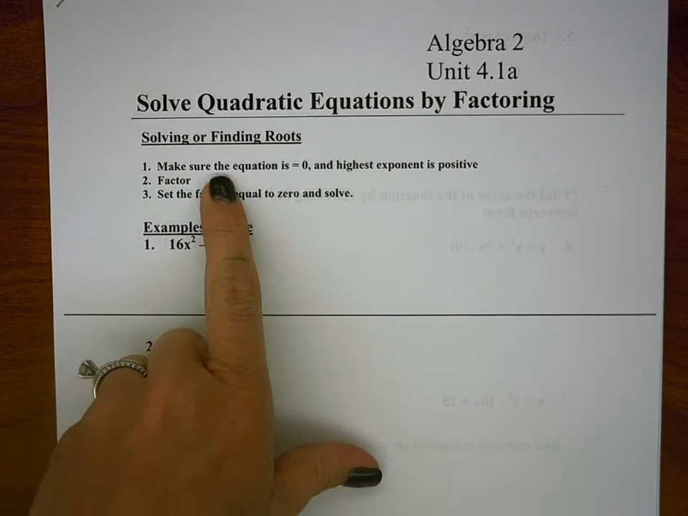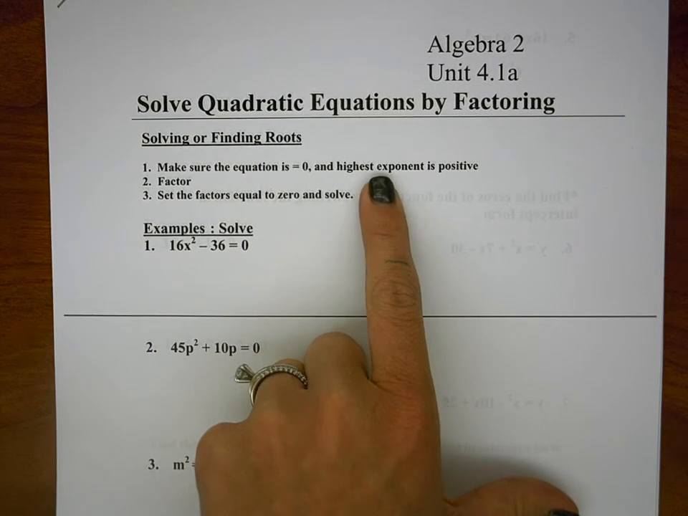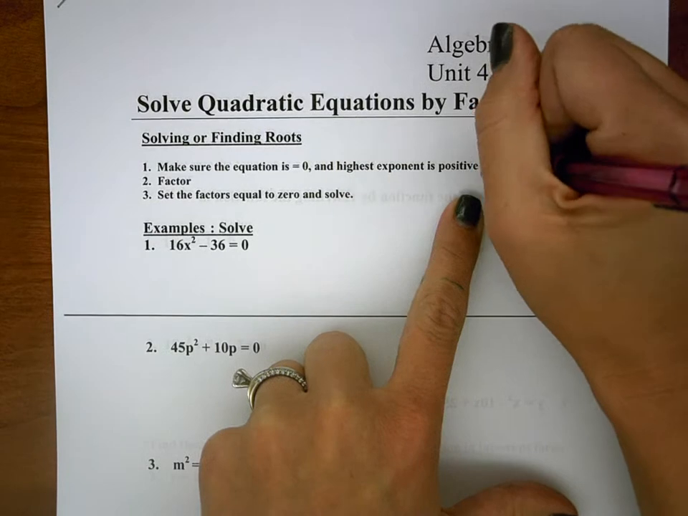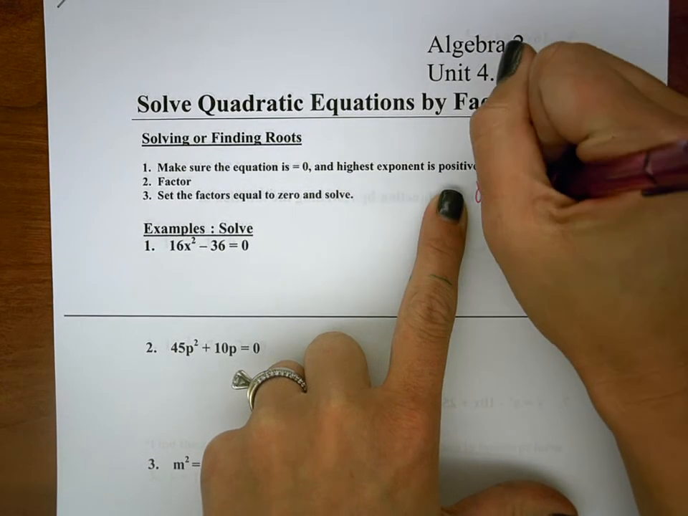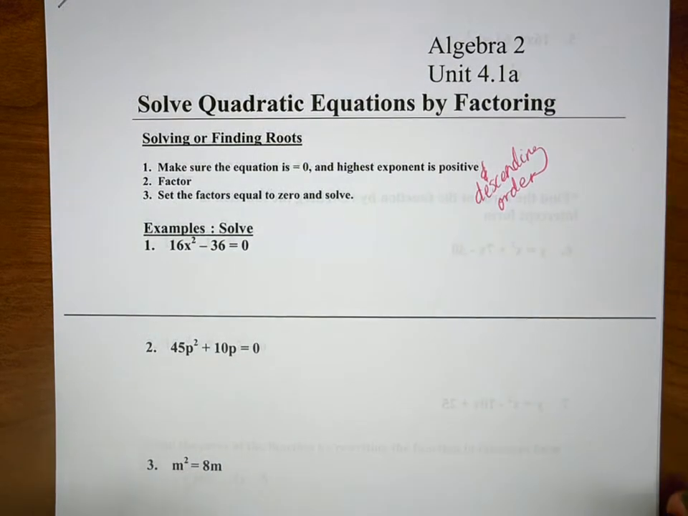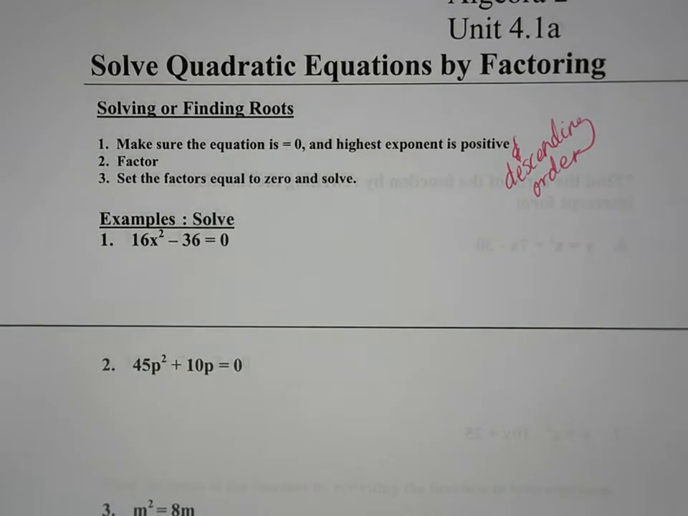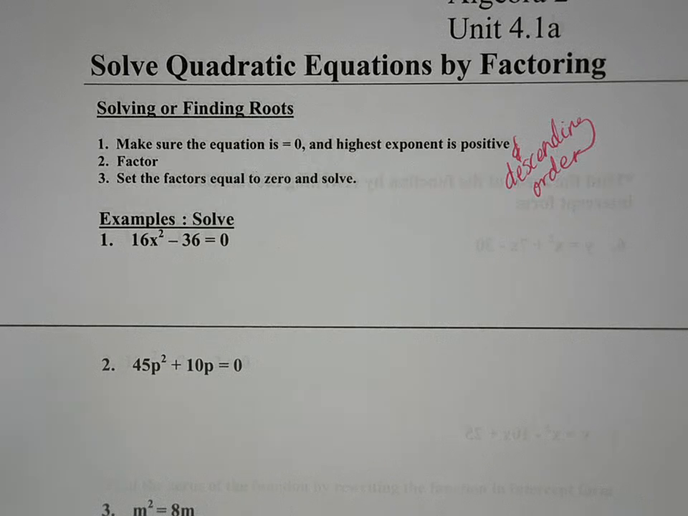So first thing you want to do is make sure the equation is set equal to 0. Your highest exponent needs to be positive, and you should also make sure it's written in descending order. Once you have all that, then you'll set each of the factors equal to 0, and solve after you factor. Okay.